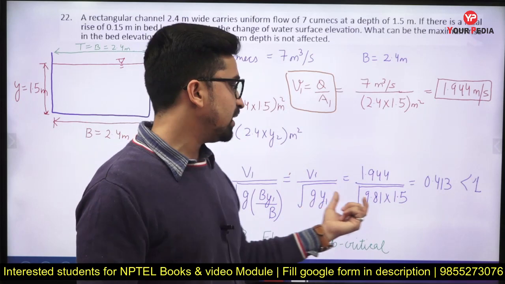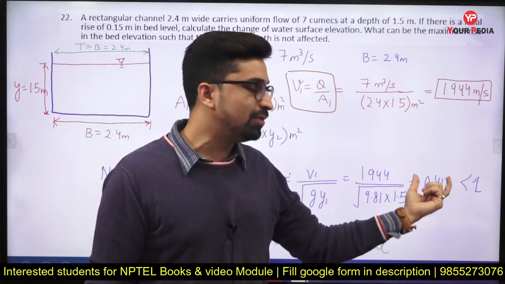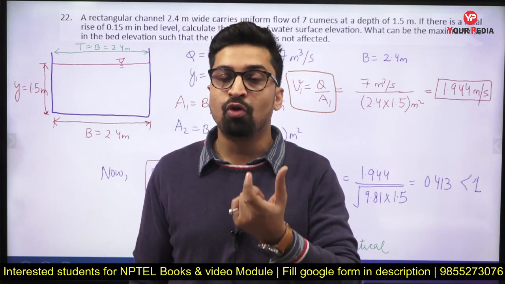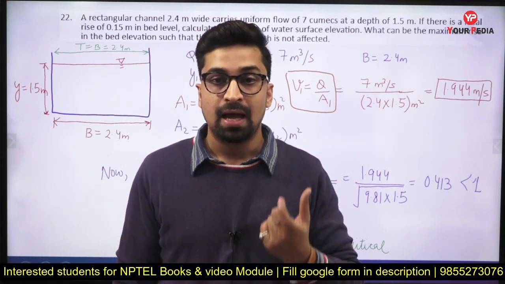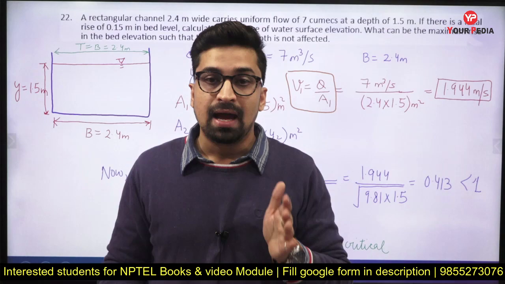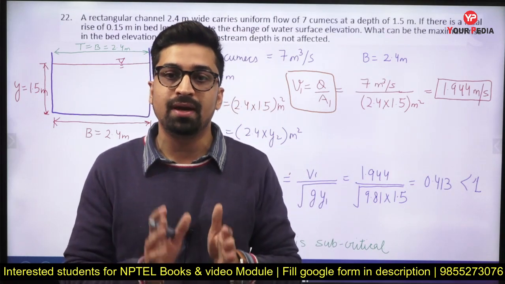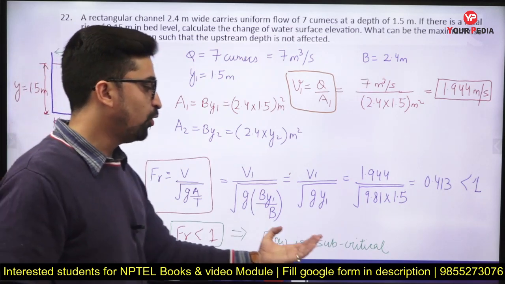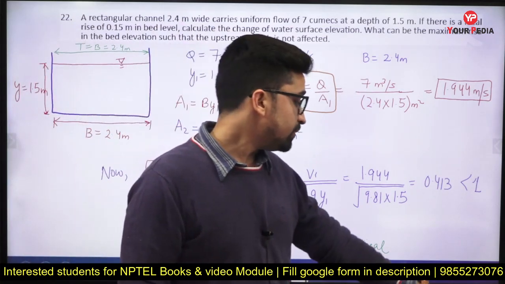From this we are getting the Froude number as 0.413, and since this Froude number is less than 1, we know that the flow will be in a subcritical state, and from this we can also say that at section 2-2 also the flow will be in a subcritical state. So since the Froude number is less than 1, the flow is subcritical.